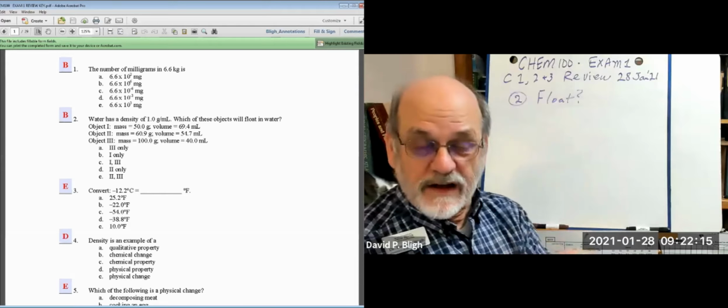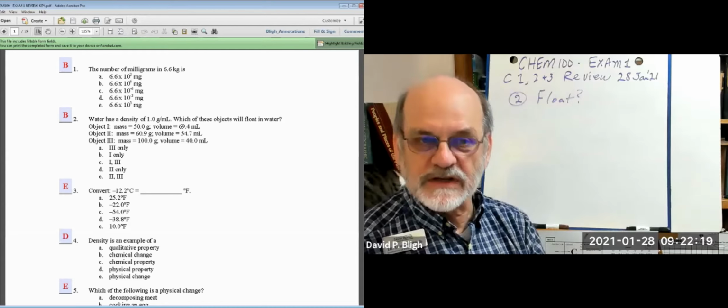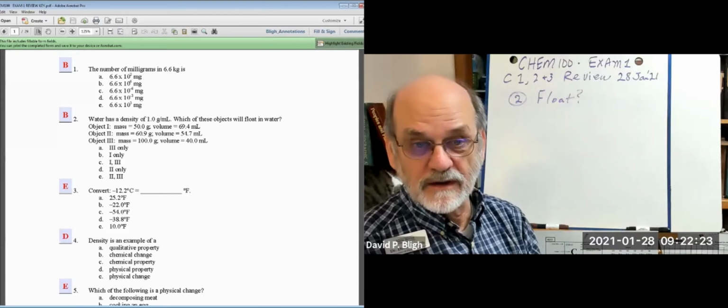So what we need to know is the density of these objects and compare them to the density of water. So anything that's less than 1 will float.